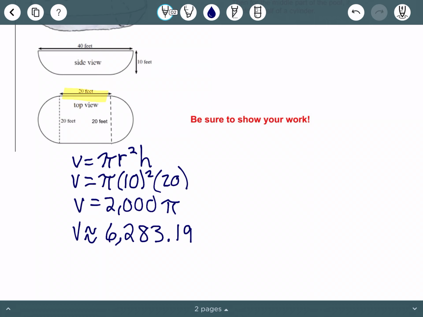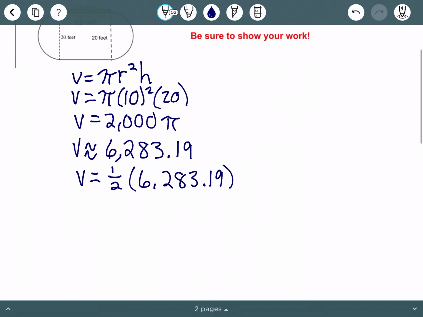All right, so we are looking for half of a cylinder, right? Because our pool is not a full cylinder, it's only half. So we want to find the volume of just that half of a cylinder. So we're going to do 1/2 times 6,283.19. Now you could divide by 2 if you prefer. It's the same thing. So multiplying by 1/2, dividing by 2, it's going to give you the same thing.